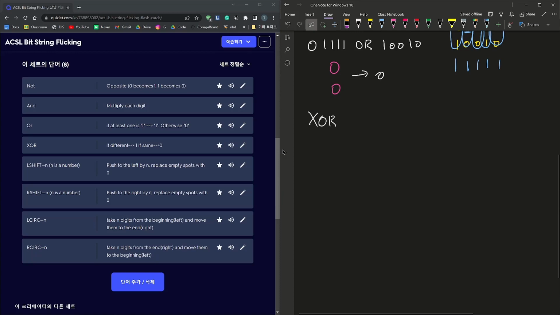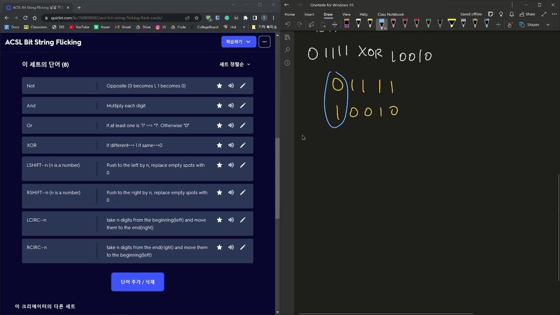XOR. That's a very interesting function. The Quizlet says if different 1, if same 0. That's pretty straightforward. Let's use the exact same example: 0 1 1 1 1 XOR 1 0 0 1 0. Let's compare each digit.